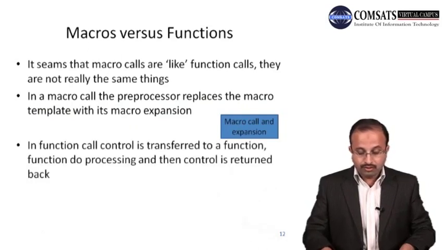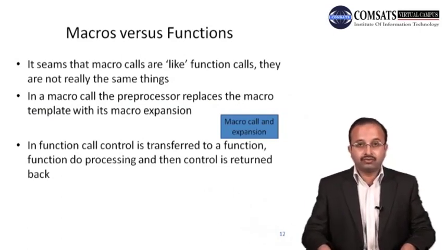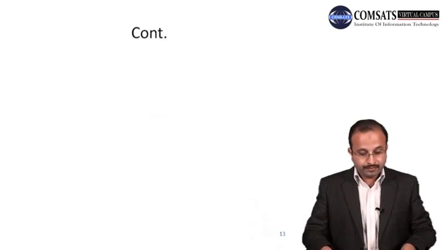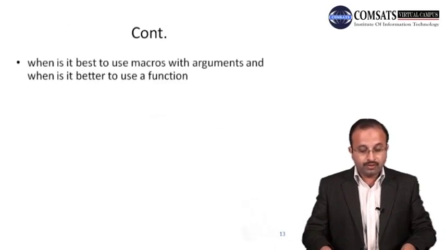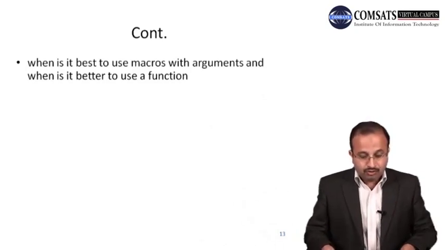In function call, control is transferred to the function and it does some processing, and then the control is returned back to the point जहाँ से वो function call किया गया था. That is a function call. So which one is better? When is it best to use macro with argument and when is it better to use a function?